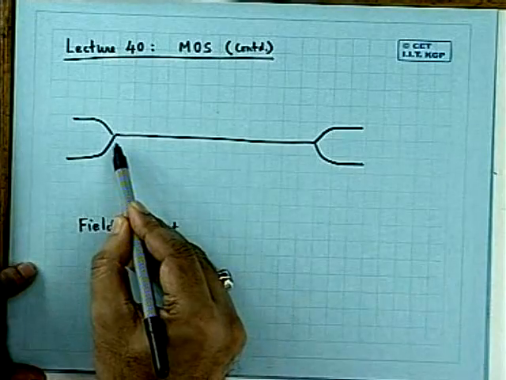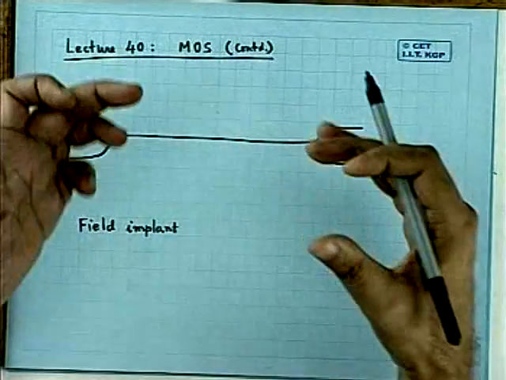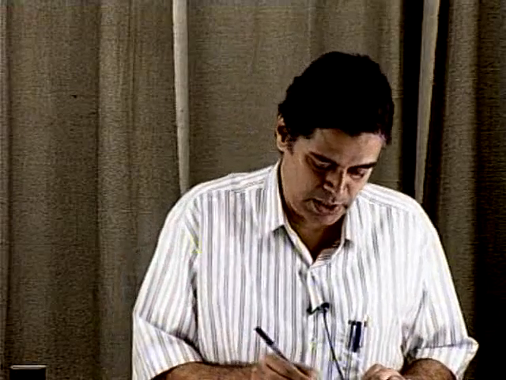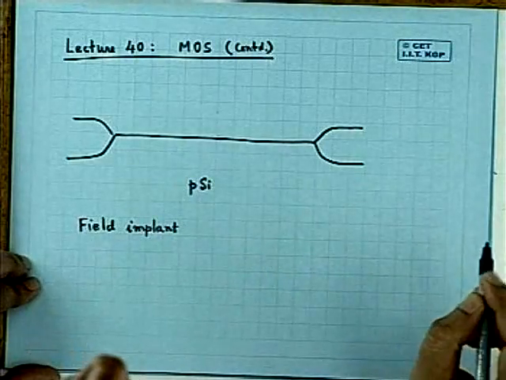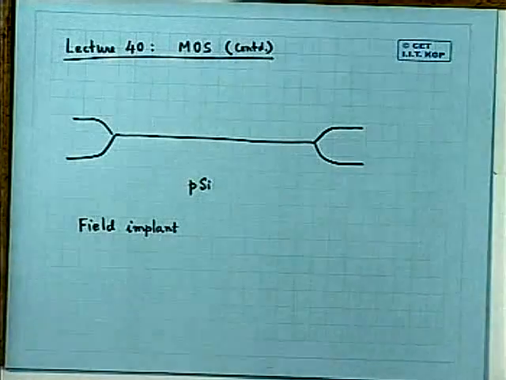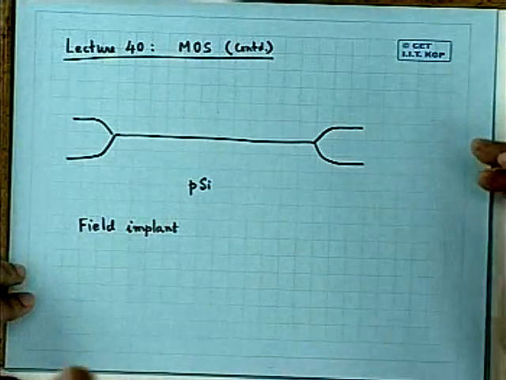Field implant means in the region outside the transistors, the space which is otherwise not occupied by the MOSFETs, those areas of silicon are implanted with a relatively heavy dose of boron. This is p-type silicon. I am speaking of NMOS. Similarly, you can extend it to CMOS technology.